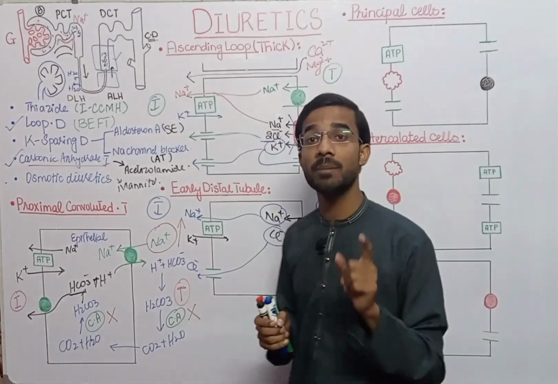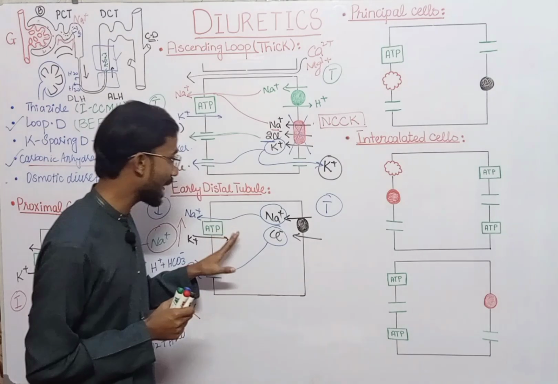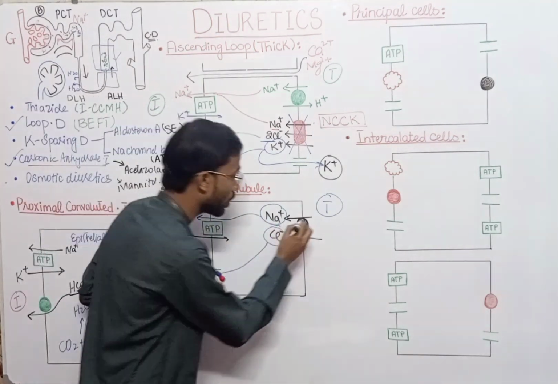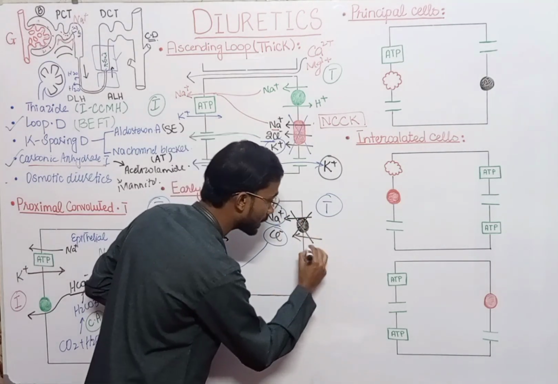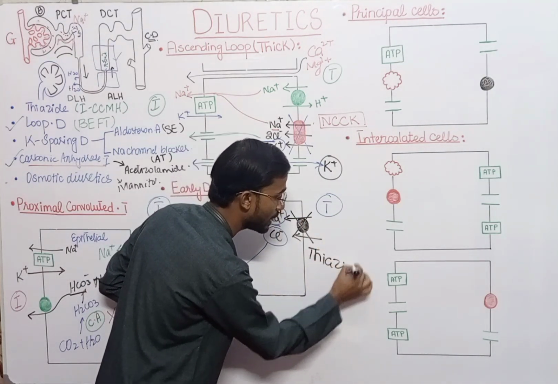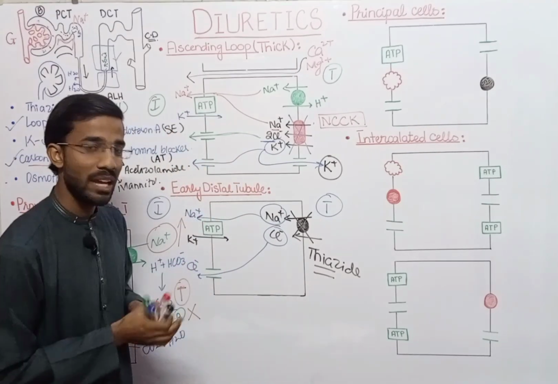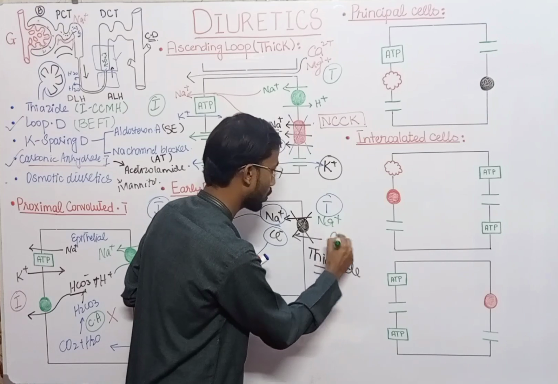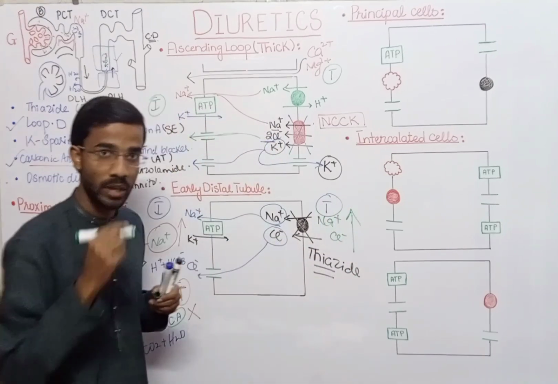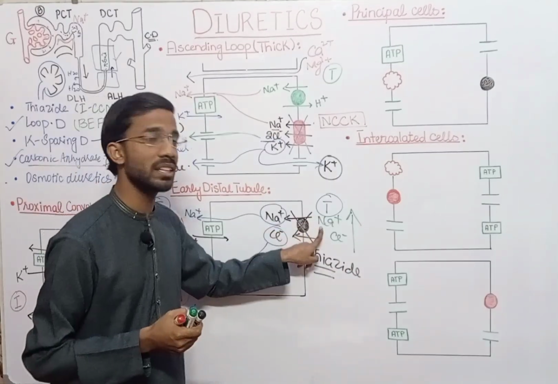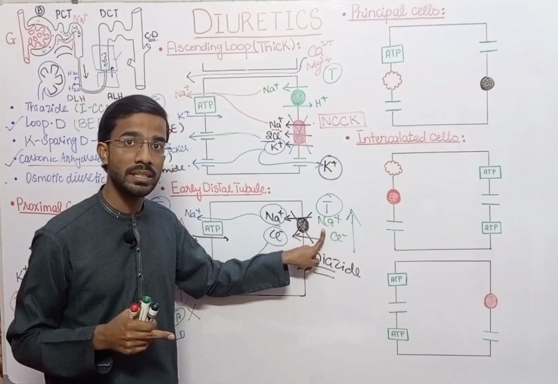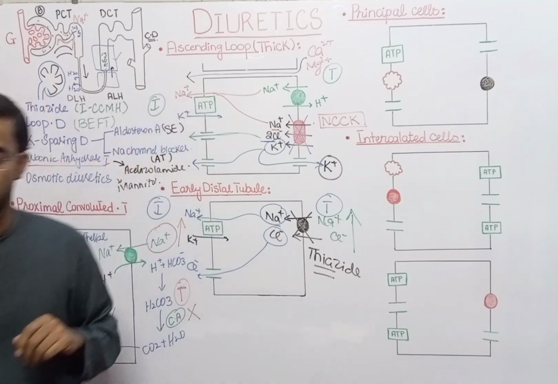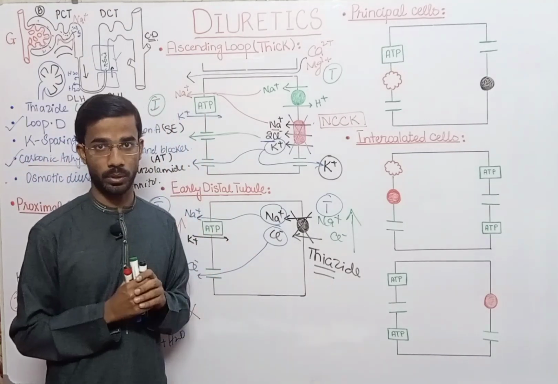The sodium potassium ATP pump is very important. If I block this transporter, then what will happen? This transporter is blocked by the thiazides. If I block this channel, then the sodium and chloride concentration increases in the tubular lumen, and if the solute concentration increases in the tubular region, then water is also retained and the overall urine volume will increase. So this is the early distal tubule.